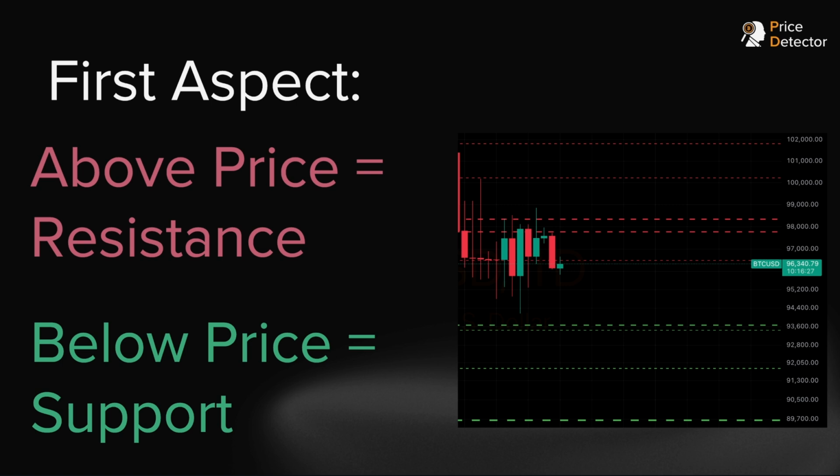All the horizontal PD levels above current price are considered resistance. All the PD levels below price are considered support. So graphically, you could easily tell which level entails what.